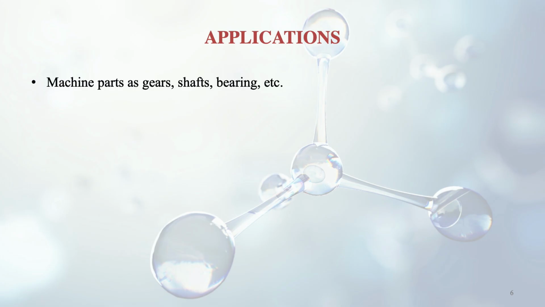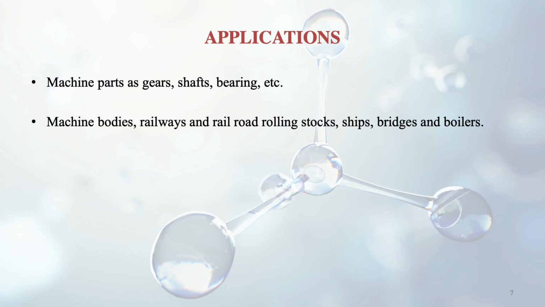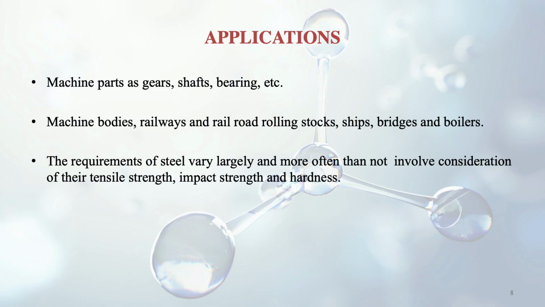Applications of steel, everywhere it is used. You can see it in common life applications also. Machine parts, like gears, shafts, bearings, everything. Machine bodies, railways and railroad rolling stocks, ships, bridges, boilers, so many examples are there. The requirements of steel very largely and more often than not involve consideration of their tensile strength, impact strength and hardness. So the properties of steel make it excellent for different kinds of uses.